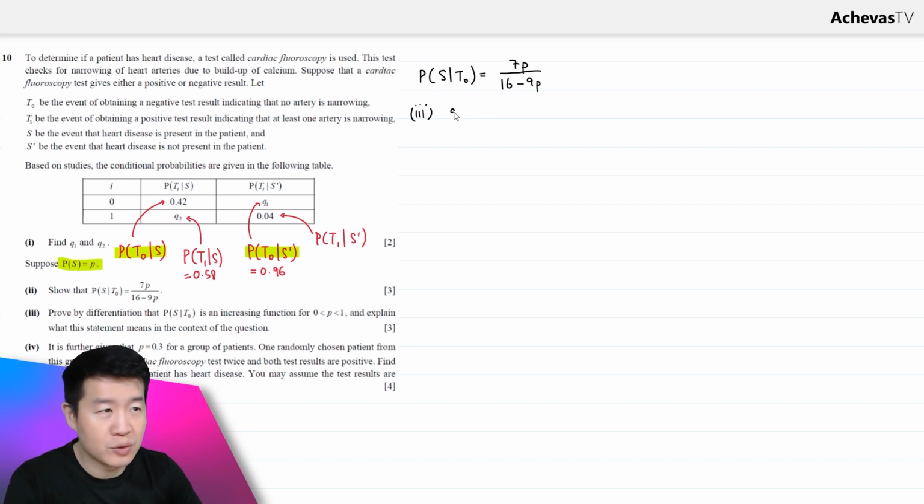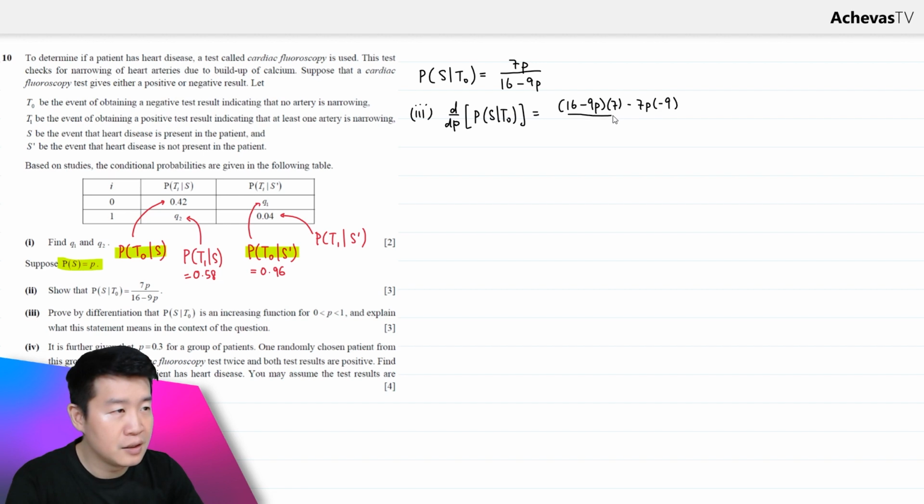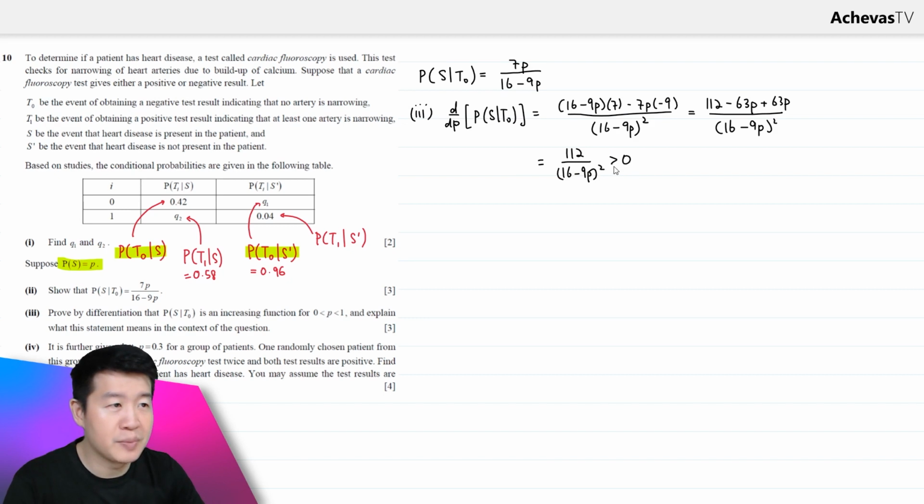So let's try to do a differentiation, d/dp of this P(S | T0). We are going to be differentiating this with respect to p, quotient rule: (16 minus 9p) multiplied by 7, minus 7p multiplied by minus 9, divided by (16 minus 9p) squared. In the numerator, you will be getting 112 minus 63p, plus 63p, divided by (16 minus 9p) squared. So we are getting a positive expression. The numerator is 112. The denominator is (16 minus 9p) squared, and this is always bigger than 0. Therefore, we can say that the probability of S given T0 is an increasing function.